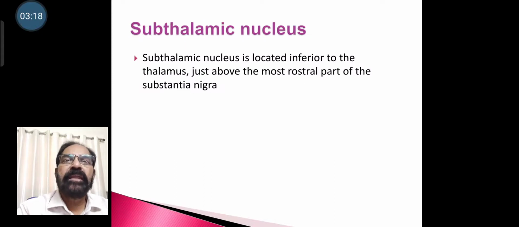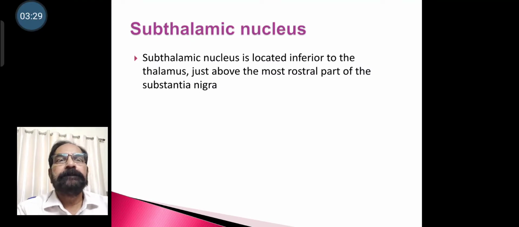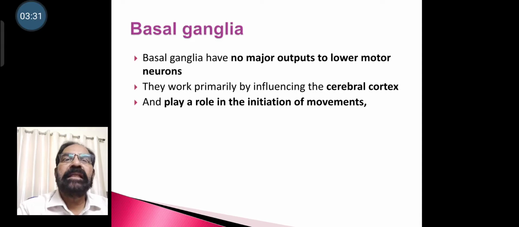Subthalamic nucleus. Subthalamic nucleus is located inferior to the thalamus, just above the most rostral part of the substantia nigra. Basal ganglia have no major outputs to lower motor neurons. They work primarily by influencing the cerebral cortex and play a role in the initiation of movements.